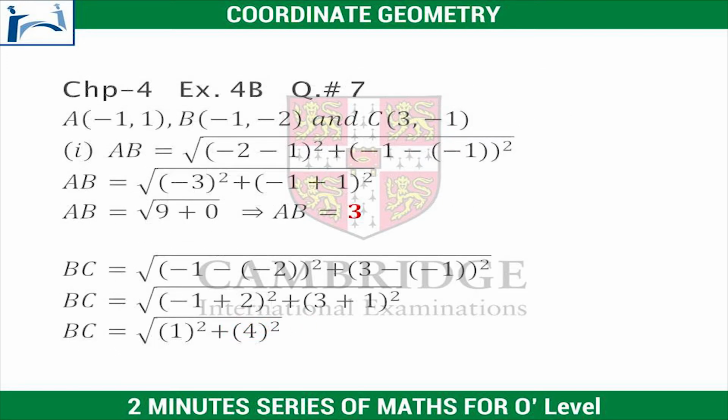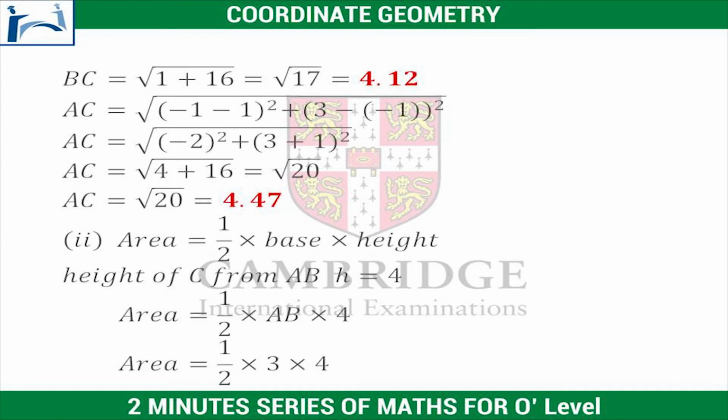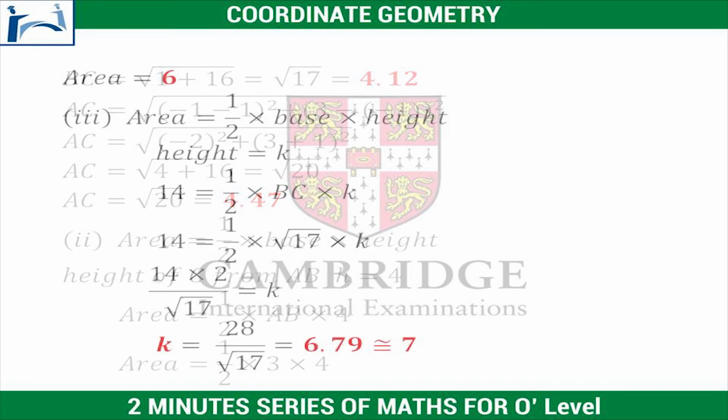So now we have the triangle A, B and C. Question number 7. We calculate the length of AB. AB is 3 and the length of BC is under root 17 and the length of AC is 4.47. We calculate the area of the triangle and we have base AB and we have the perpendicular height of C from AB is 4. We can calculate it from the graph. So we apply area equal to 1 over 2 base into height. We have 1 over 2 into AB into 4 and AB is 3. So we get area equal to 6 units.